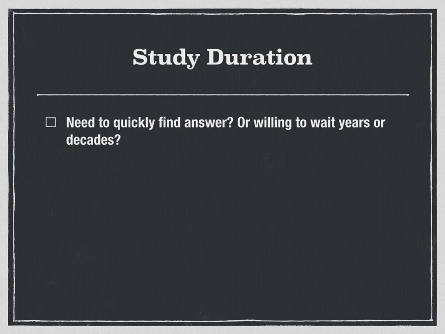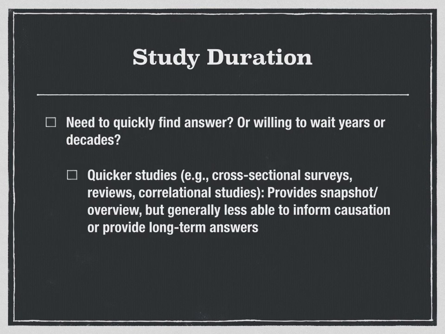For example, maybe a new recreational drug is starting to become popular in a certain population, and you want to be able to describe its neurological effects. In these cases, it's better to go for a quicker study, such as a cross-sectional survey, a review, a correlational study, or a case series. Just know that although these approaches tend to provide nice snapshots and overviews, they are less able to inform causation because they are not experimental and they cannot tell us about long-term information.